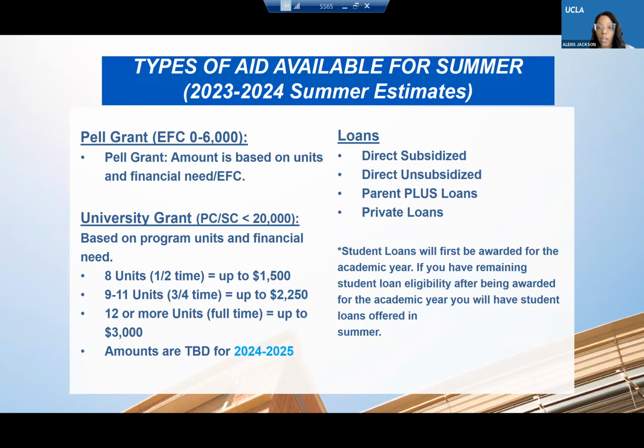Students will first be awarded for the academic year, and if you have remaining student loan eligibility after being awarded for the academic year, you will have student loans offered to you for the summertime. You may also opt to move some of your loan eligibility over from the academic year to the summer, but please note, doing this will reduce your academic year loan eligibility.